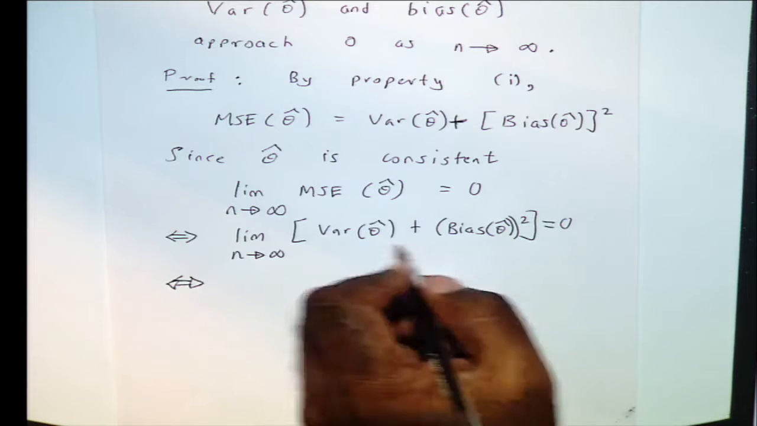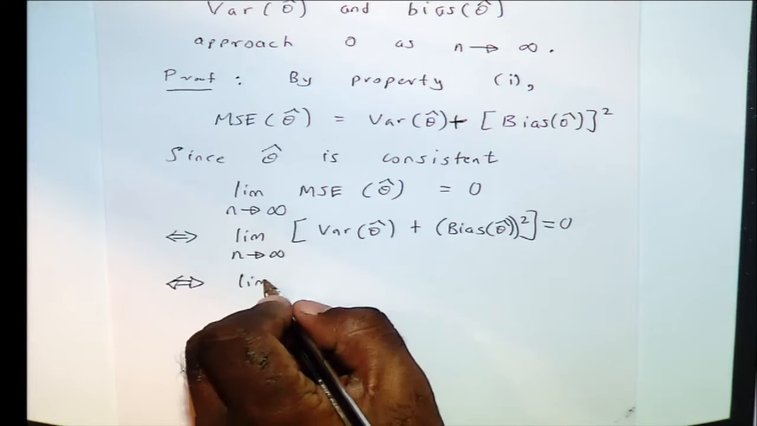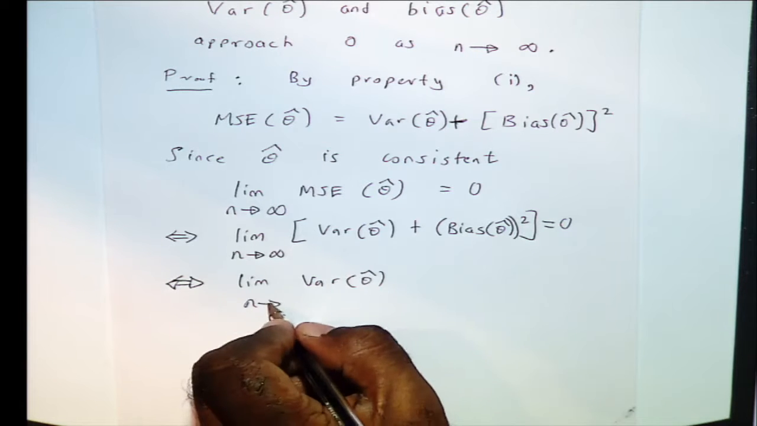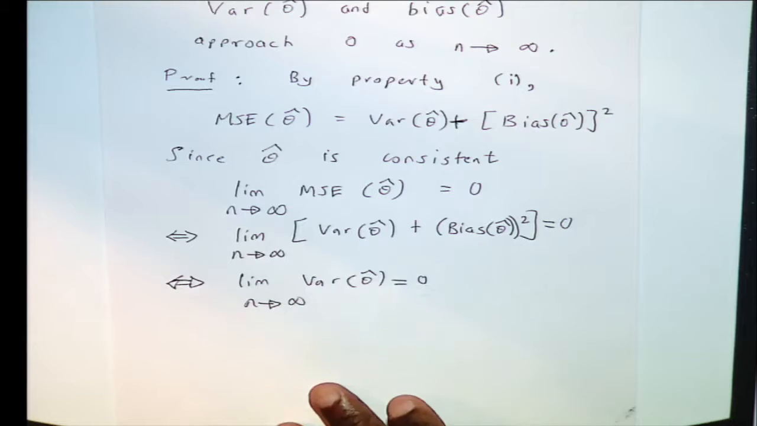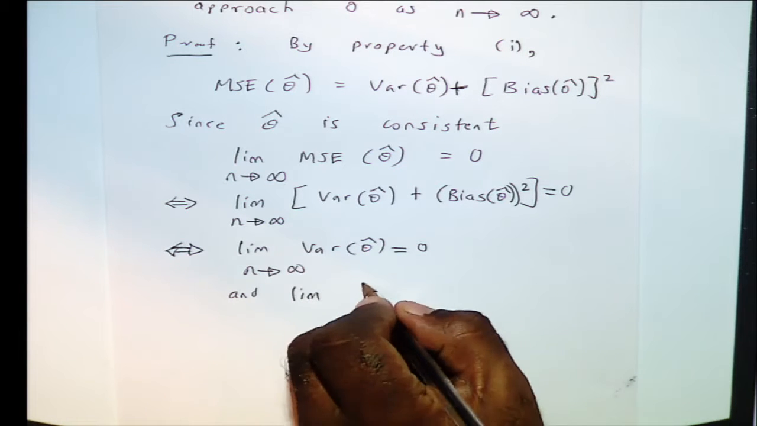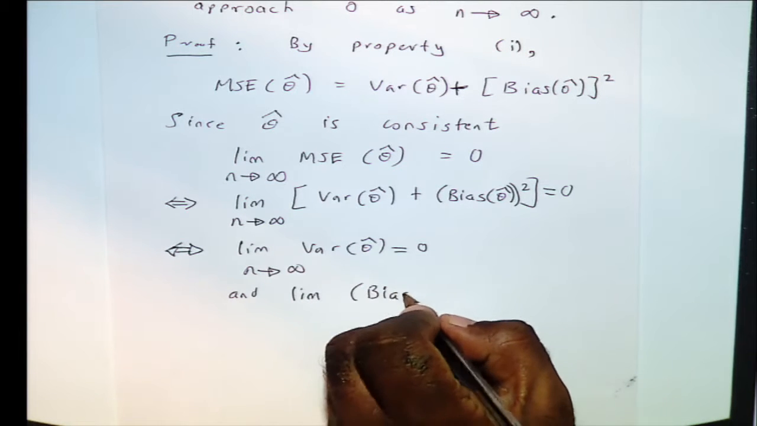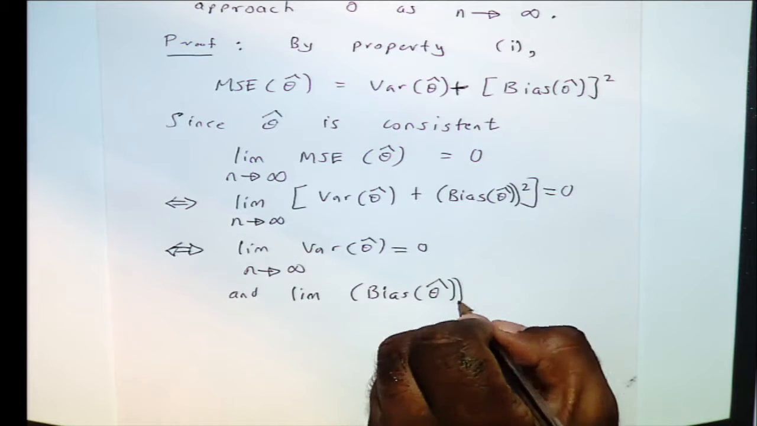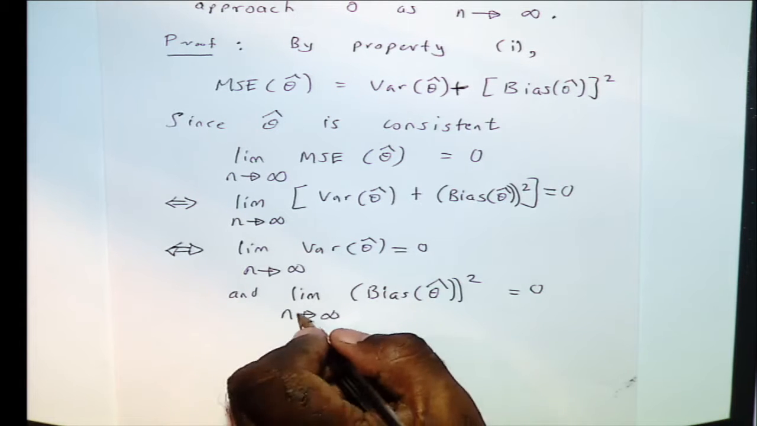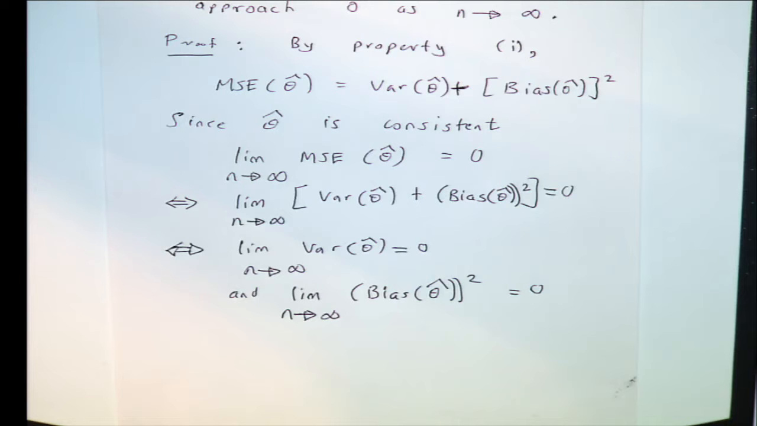So this is true if and only if the limit of each is zero. All right, guys, so that proves property 3. Okay, is that clear?